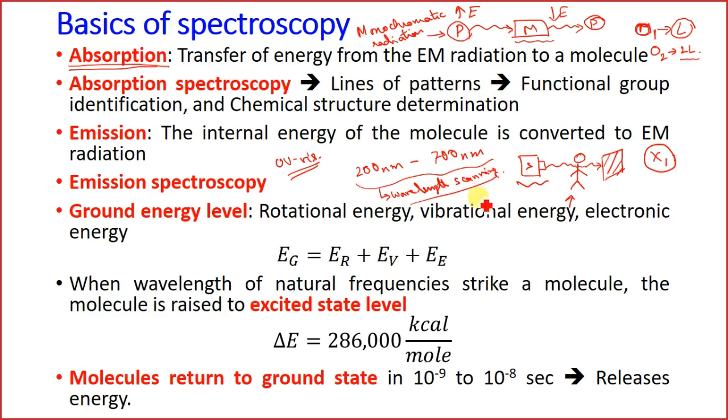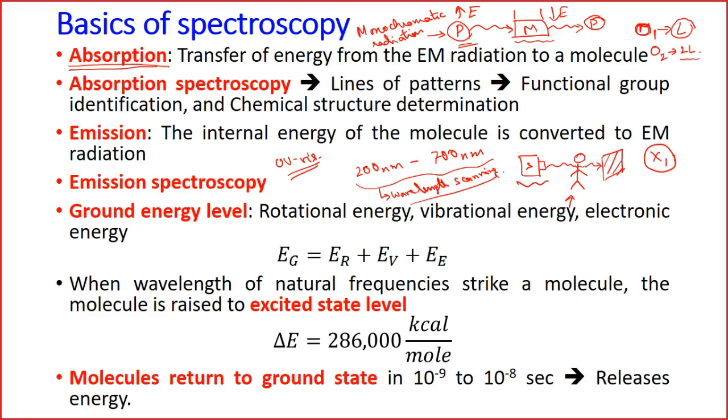So why do I need to go for a wavelength scanning? When I talked about this photon P interacting with the matter M, suppose we are considering that the path length is the same. It is interacting with the M and getting out, and its energy is reduced. That's fine.